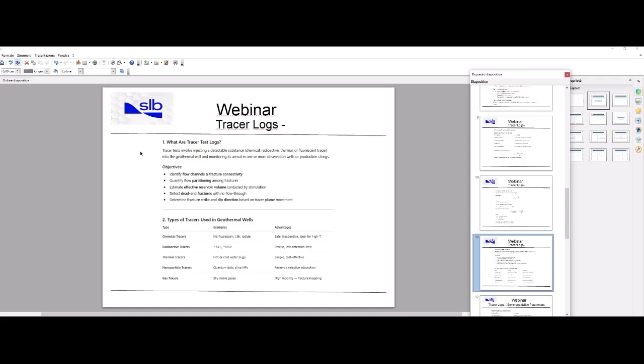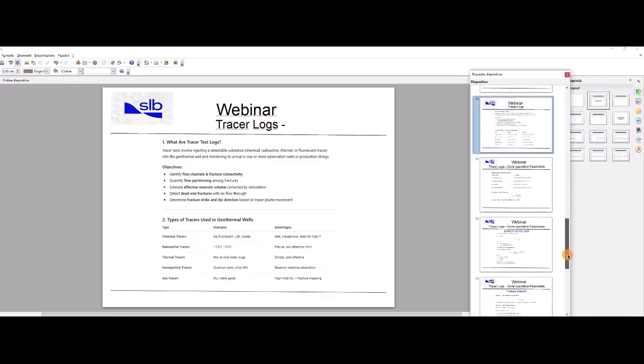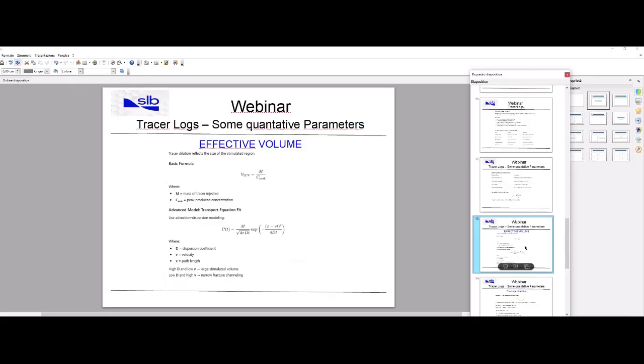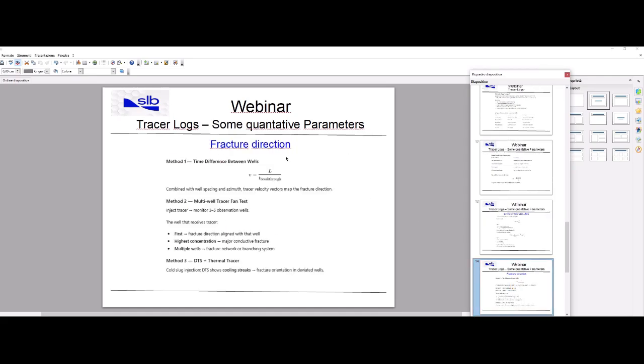Generally, how long can we run this test? We have from 20 to 48 hours. And we have some estimated effective volume. For example, another quantitative parameter is the estimated effective volume, also with this kind of formula, advanced model transport equation fit, using advanced dispersion modeling, and we can also estimate the main fracture direction.